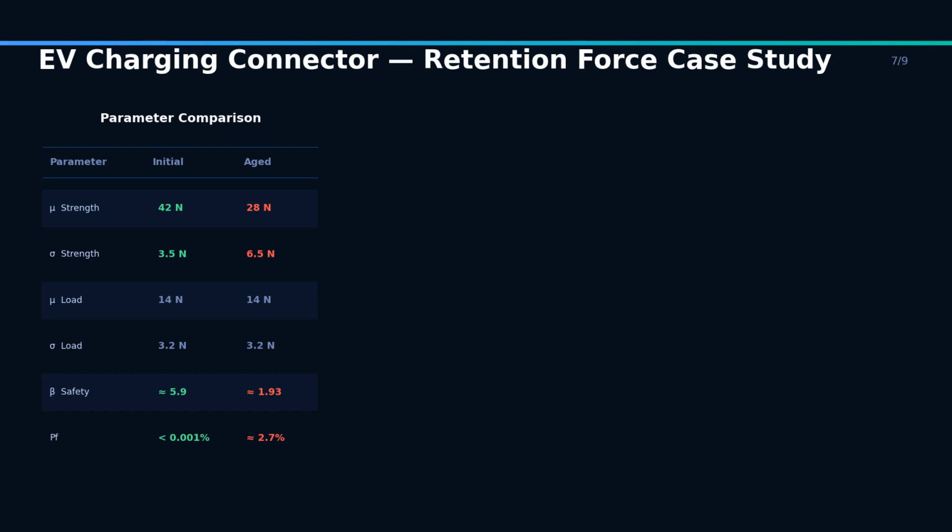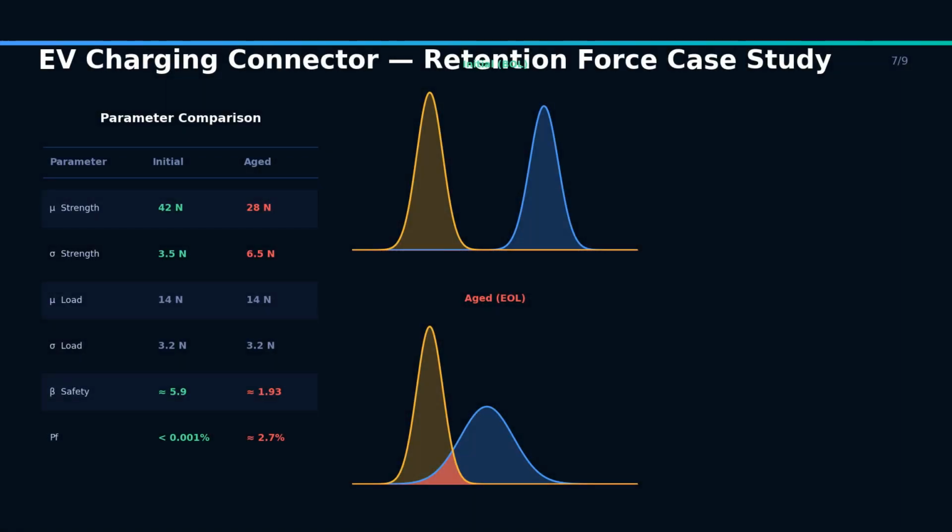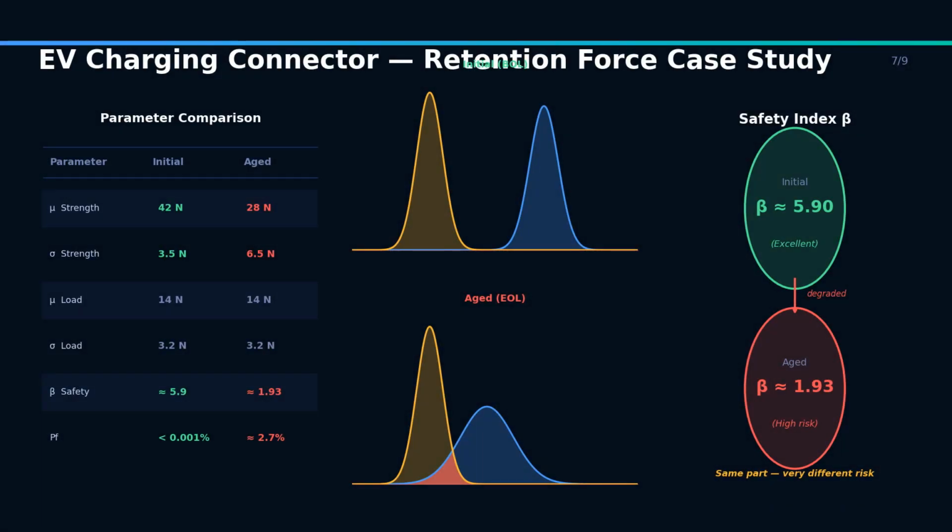JESD 22-A104 is widely used for thermal cycling. JESD 22-A101 covers humidity bias exposure, and IEC 60068-2-14 is broadly used for temperature change and thermal shock evaluation. The real value is not the word pass. The real value is measuring how strength shifts at each life-equivalent checkpoint and using that trend to forecast interference risk.